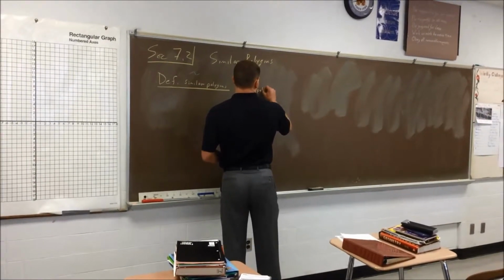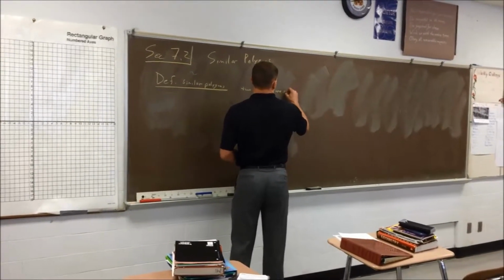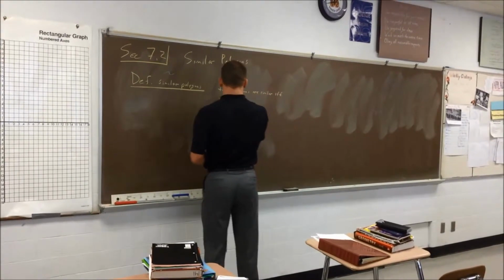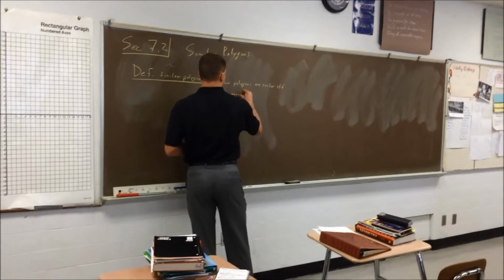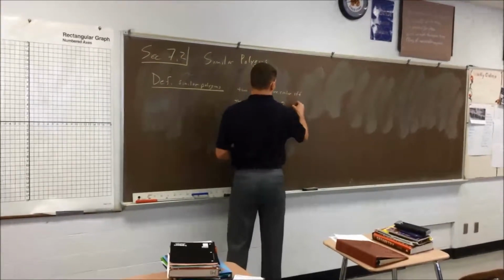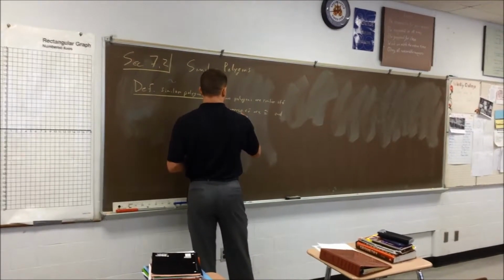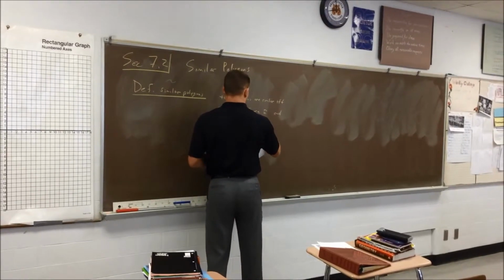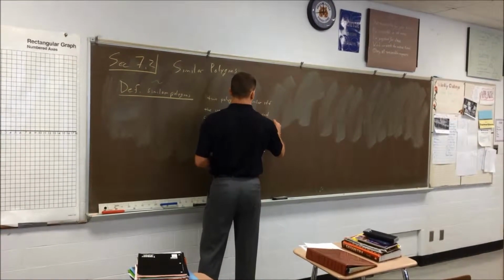Definition of similar polygons: Two polygons are similar if and only if the corresponding angles are congruent and corresponding sides have the same ratio.